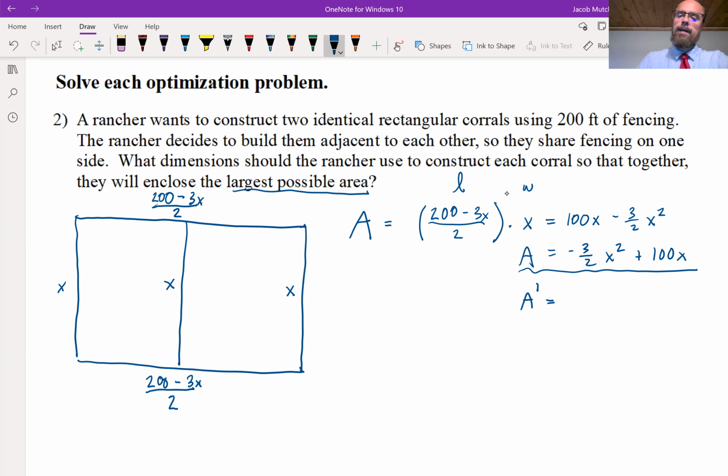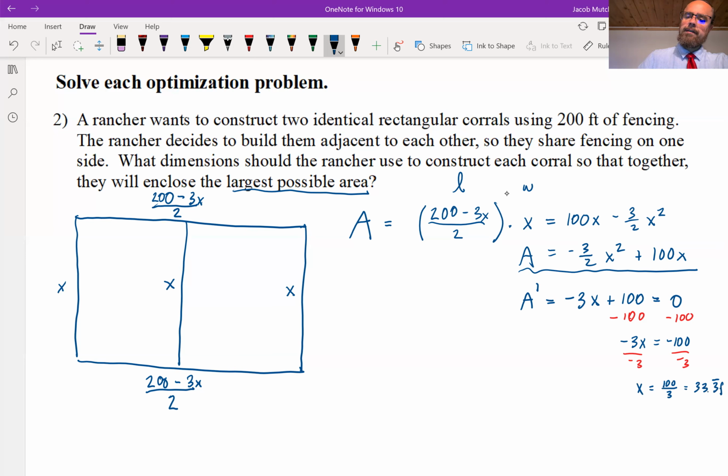So that's going to be negative 3 halves times 2, so negative 3x plus 100. And like we do when we're looking for relative extrema, I take the derivative, set it equal to 0, and solve. With a linear equation like this, the solution's pretty straightforward. Subtract 100 from both sides, we get negative 3x equals negative 100. And then to finalize that solution, I would divide by negative 3 and get x equals 100 over 3.